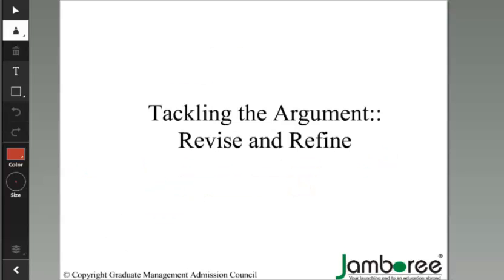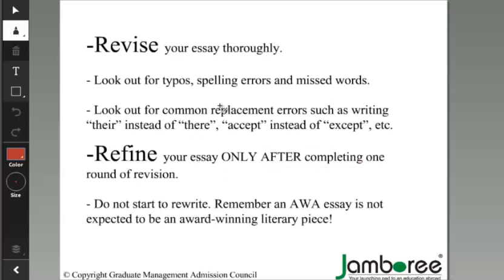Okay, remember in the beginning I said that the revise and refine segment is extremely important. So let's see what I mean by that. Okay, so revise your essays. Look out for typos, spelling errors, missed words, like what we call the slip of the pen. If the word "and" here is missing, then it will be like missing words. They change the meaning. Look out for common replacement errors. Now this is called replacement errors.